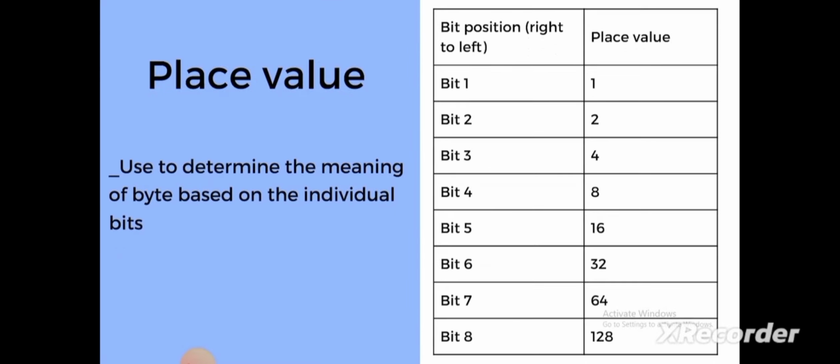Each bit in a byte is assigned a specific value, which is referred to as a place value. A byte's place values are used to determine the meaning of the byte. A place value is assigned to each bit in a right to left pattern, starting with 1 and increasing the value by doubling it for each bit.